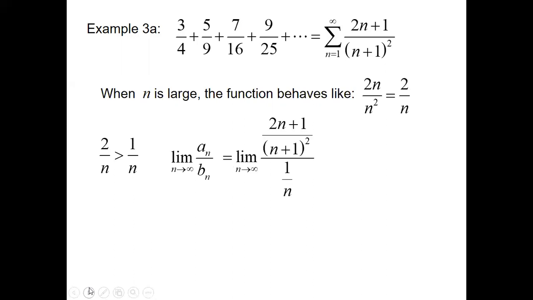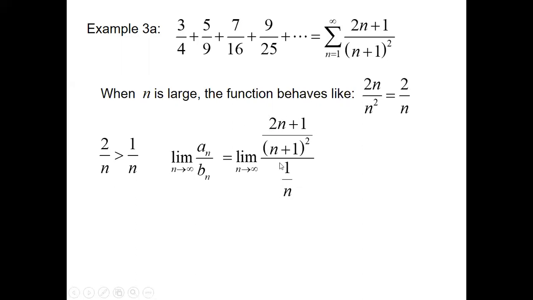Let's see. So I take my given series, all of the terms themselves, and I take this p series that I want to compare it to. All of this work that we did here before was just to pick a p series that I know I can work with.